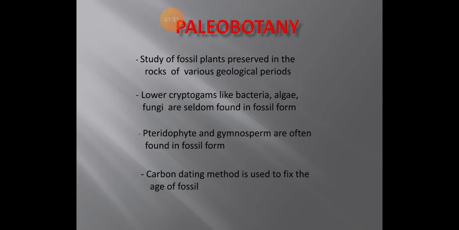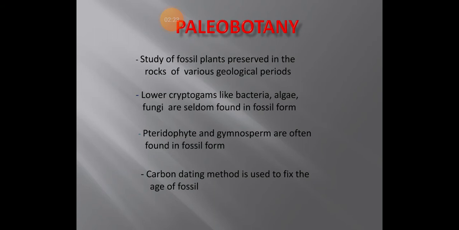Just like if you take some bacteria, algae, fungi, they undergo a complete dehydration process, and they will be preserved as they are in the sedimentation of the rocks. Whatever materials are preserved as they are in the sedimentary rocks, the study of those subjects or concepts is referred to as paleobotany. Study of fossils and their materials is defined as paleobotany.